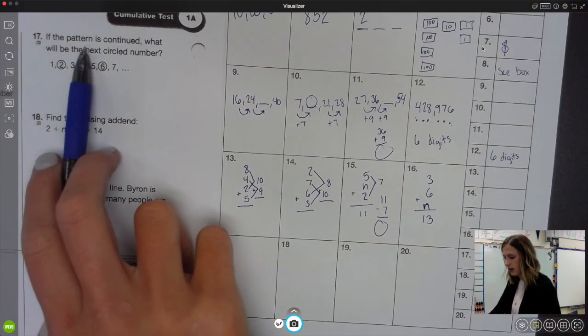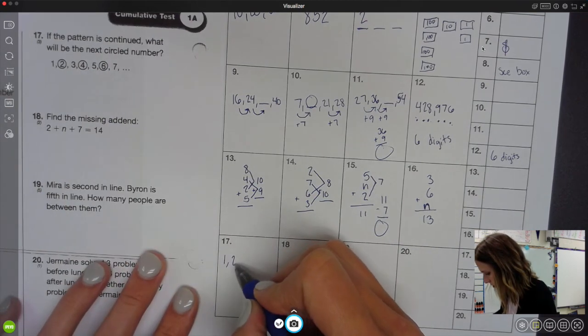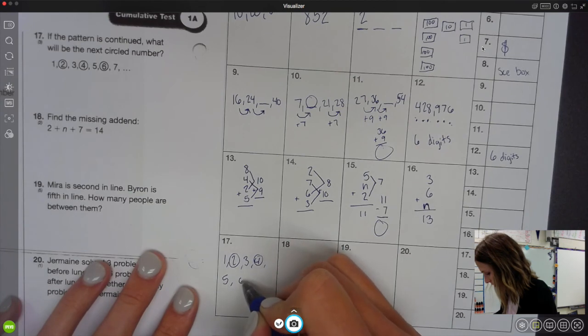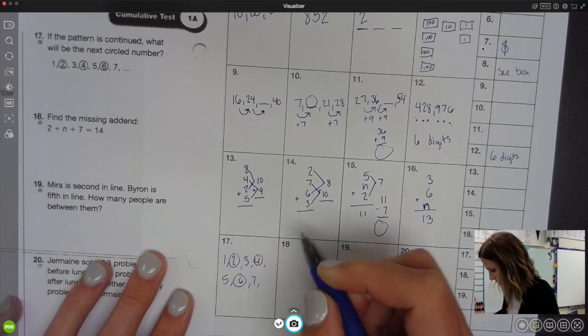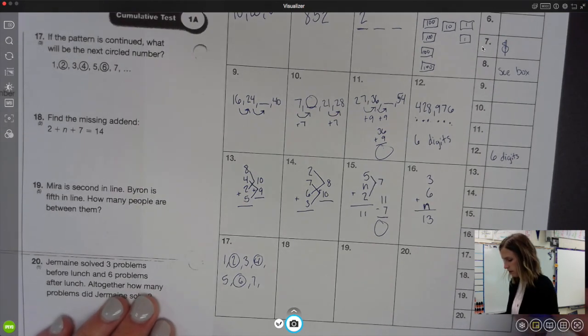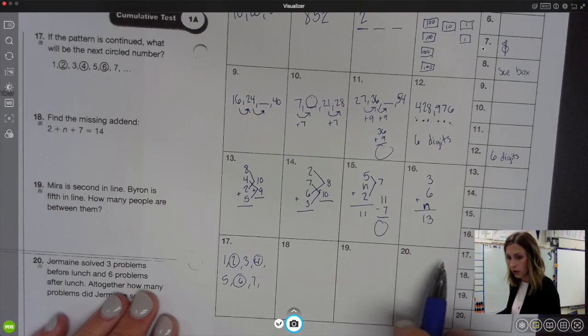17 says if the pattern is continued, what would be the next circled number? So 1, 2, circle, 3, 4, circle, 5, 6, circle, 7. What's going to be our next circled number? Go ahead and write that number over here for number 17.